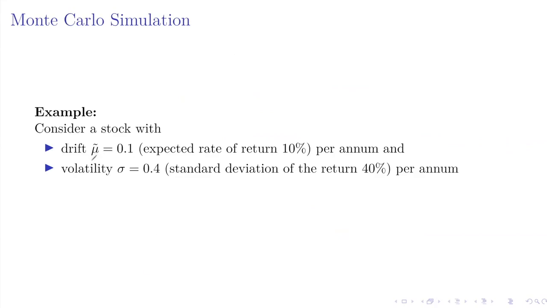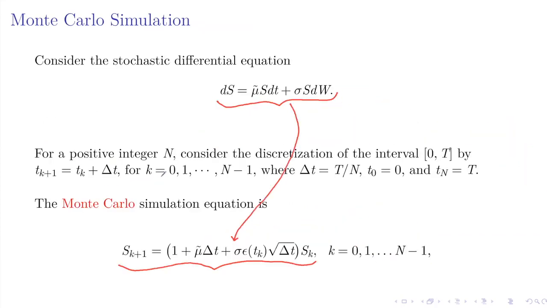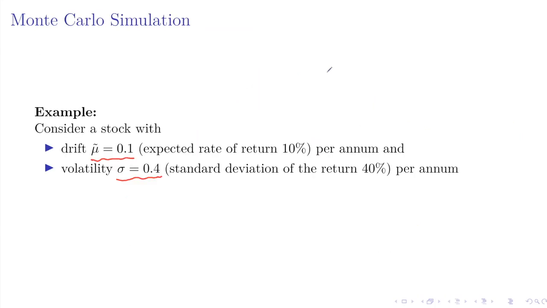Let us take an example. We are given the parameters mu tilde as 0.1 and sigma as 0.4. So we are straight away given this as 0.1 and this as 0.4. Well, how will we get these in practical problems? That is not very standard. Different people use their own way of estimating. For instance, experts may use different parameters and different aspects.